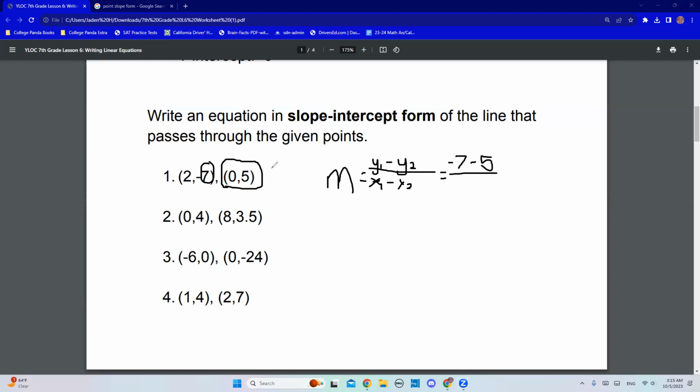And then we plug in the y values too, and you correspond it with the points. So if the negative 7 comes first, then you have to put the 2 first. So 2 minus 0. So this simplifies to negative 12 over 2. And that gives us a slope of negative 6. So in slope-intercept form, the answer would be negative 6x plus 5.